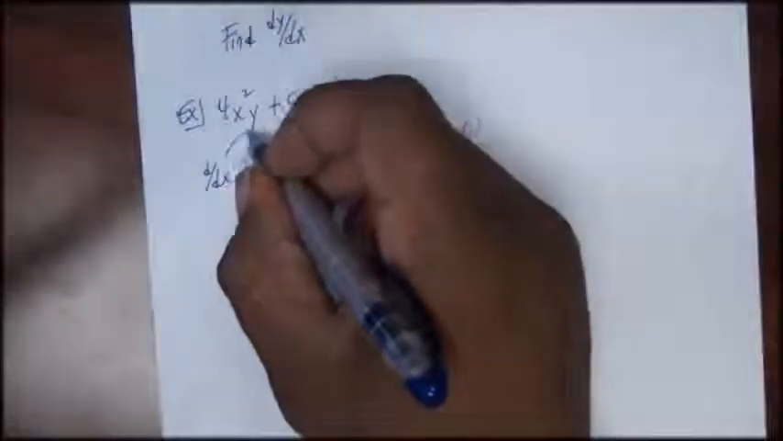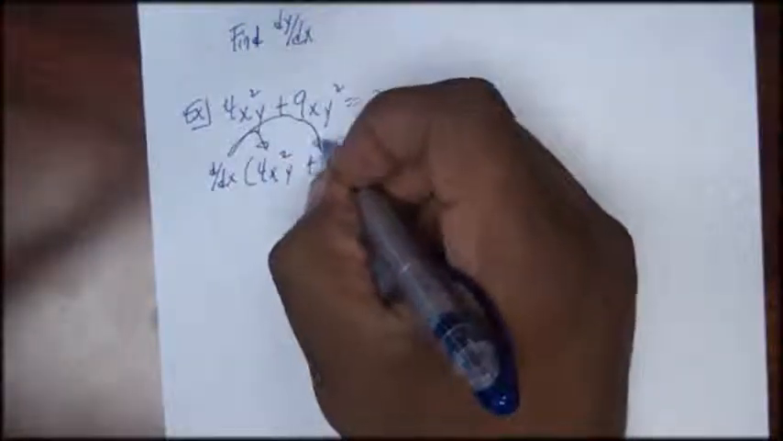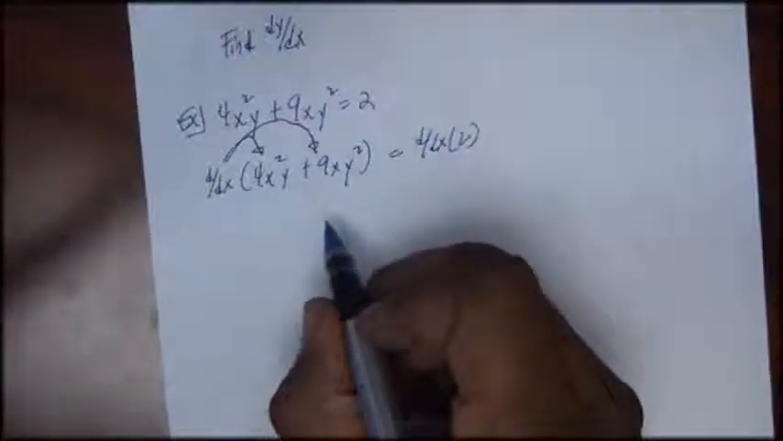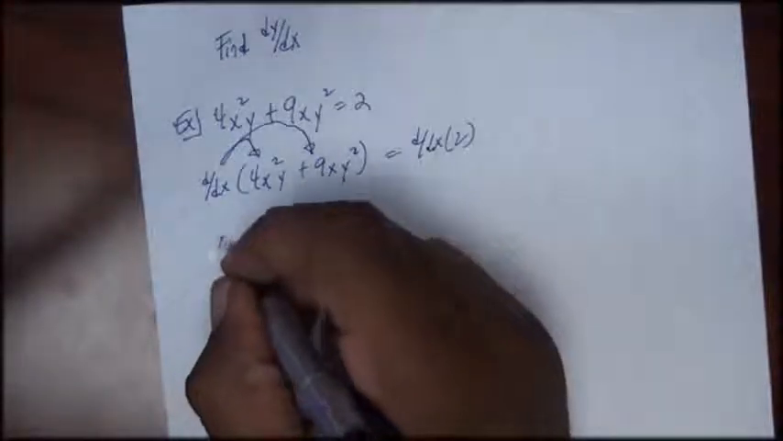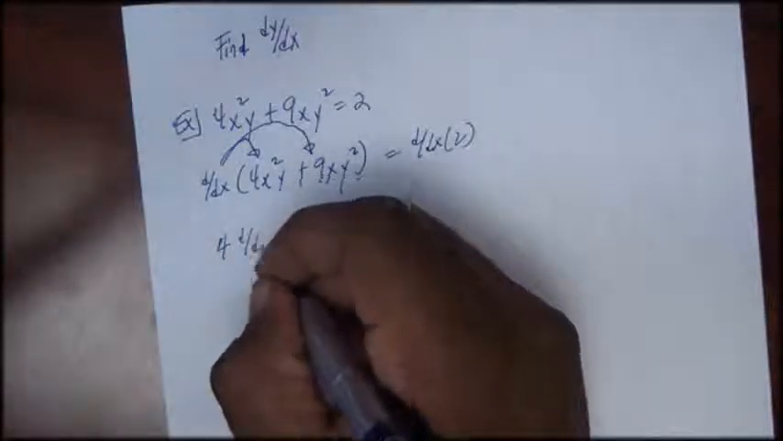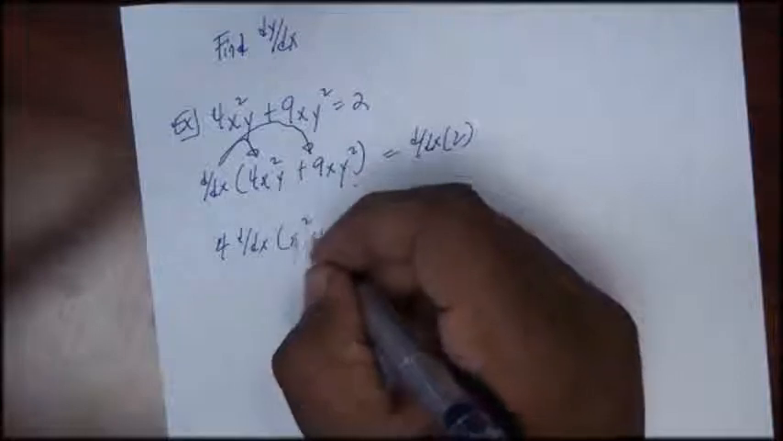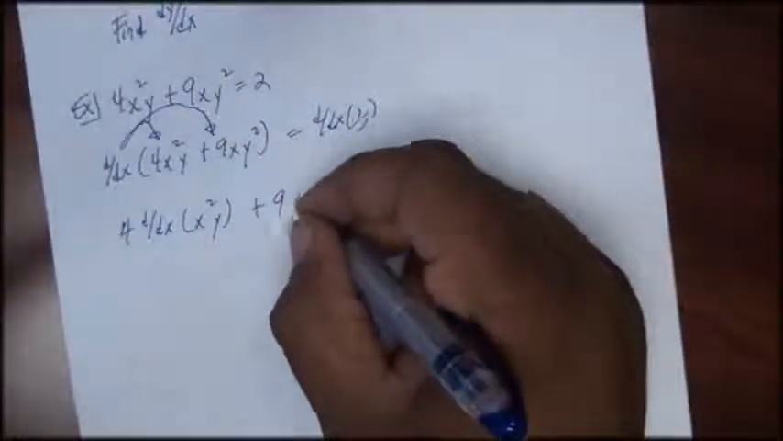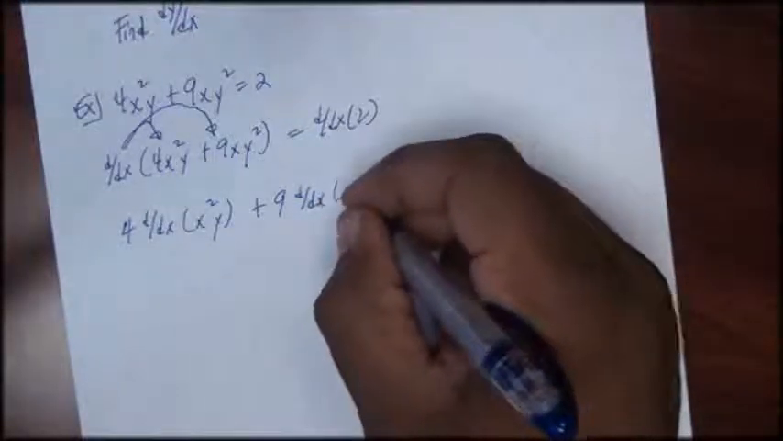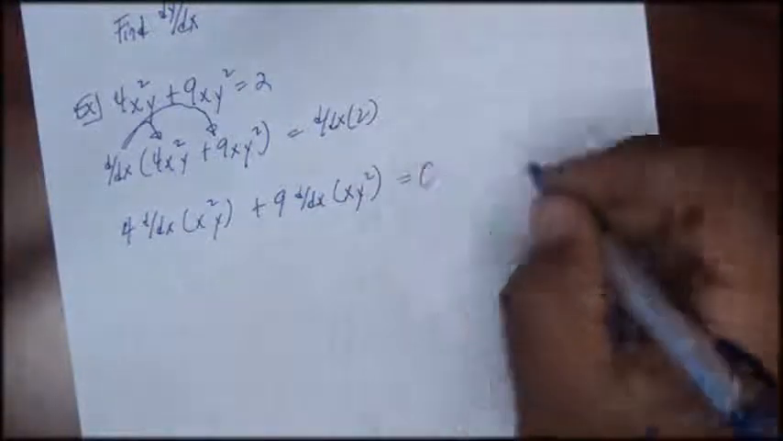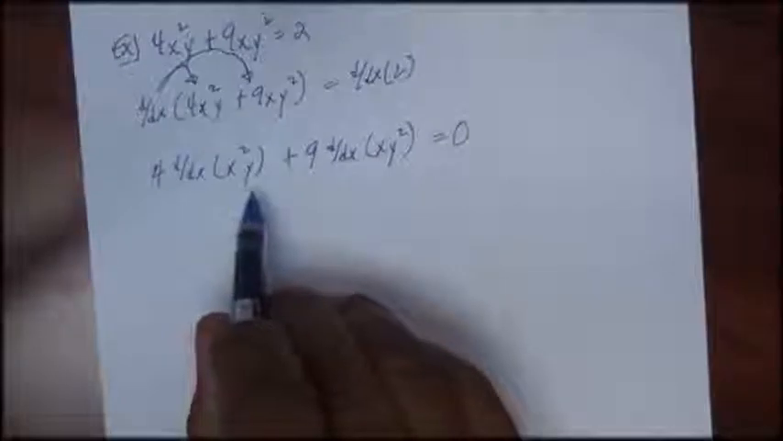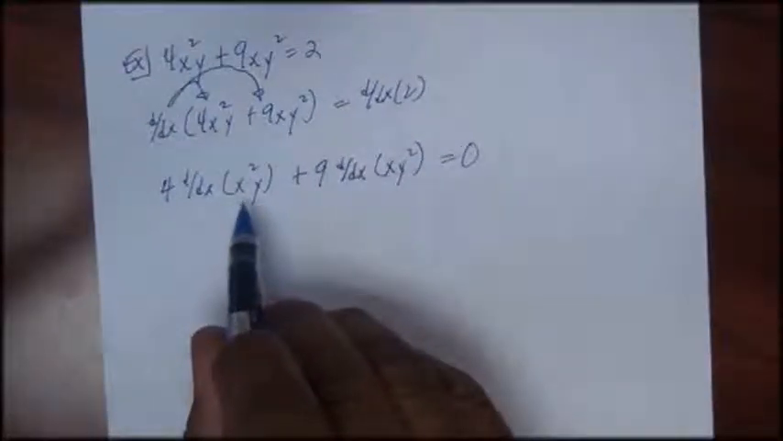The next thing I'll do is on the left hand side, I'll distribute my derivative operator, and I'll also use the constant multiple rule. So on the left hand side we have 4 times the derivative with respect to x for x squared y plus 9 times the derivative with respect to x for xy squared, and the derivative for any constant is 0.